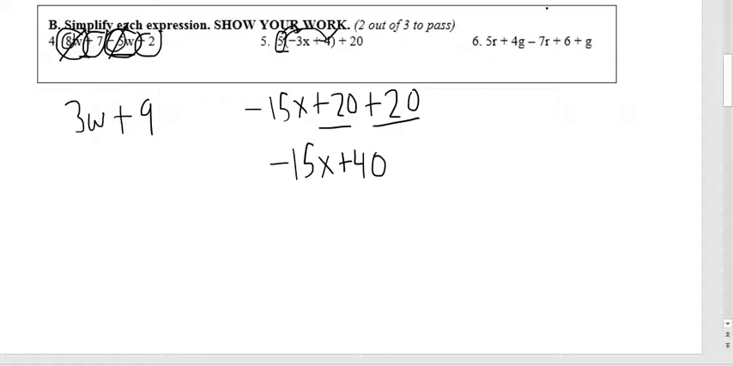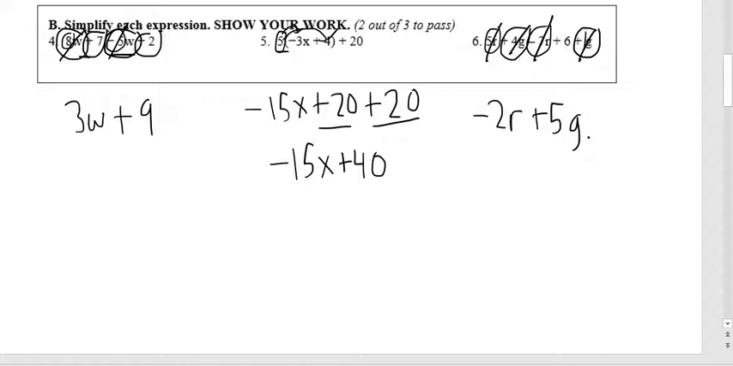Okay. For question number 6, there's nothing to distribute, so we're just going to combine like terms. We have a 5r. We also have a negative 7r. Both of these two terms have an r raised to the first power. So when we combine these, 5 plus negative 7 would be negative 2r. So now we've taken care of those. Now we have a positive 4g and a positive 1g, and that's going to be a positive 5g, and then we have plus 6.